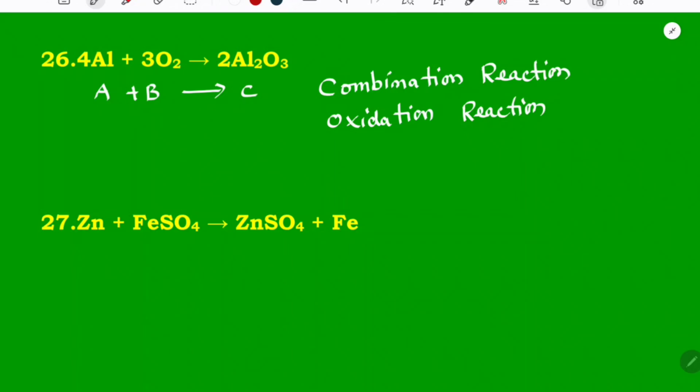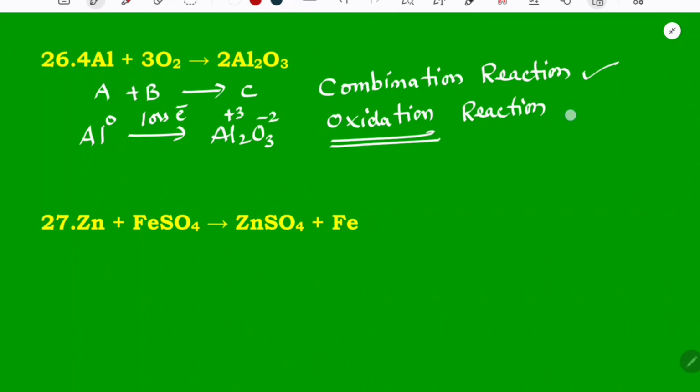But you can observe here, aluminum has zero charge, and forms aluminum oxide, Al2O3. So here oxygen is minus 2, here aluminum comes to plus 3. 0 to plus 3 means what happens here? Loss of electrons takes place. So this is also considered as what type of reaction? Oxidation reaction. So in this equation two types of reactions are there: one is combination reaction, another one is oxidation reaction.